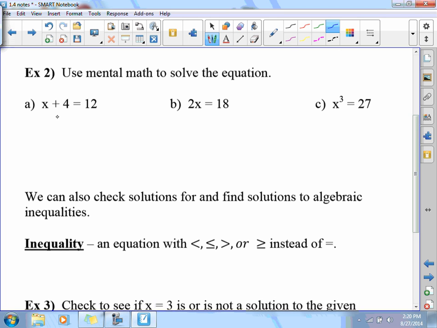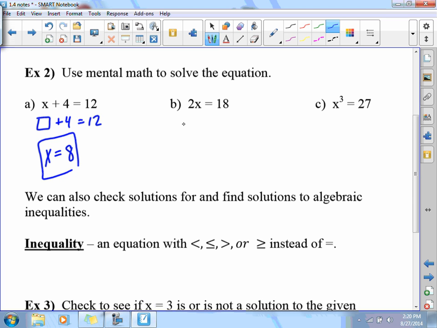So here we have x plus 4 equals 12. So something plus 4 has to equal 12. And that something, that x value, is going to be 8. 8 plus 4 is 12. Now if you were doing the algebra to solve this, you would subtract 4 from both sides of the equation to get the x by itself. And then 12 minus 4 is 8. So that's what we will be doing in the future.